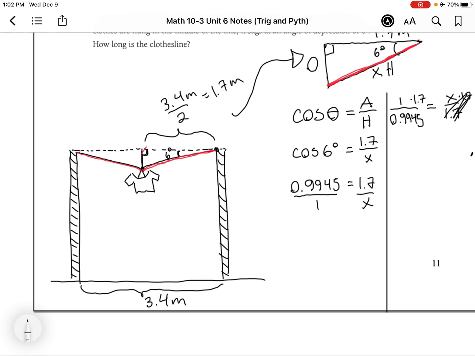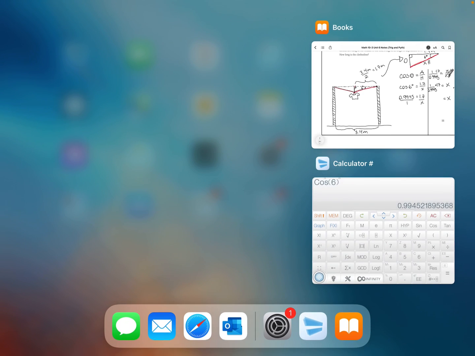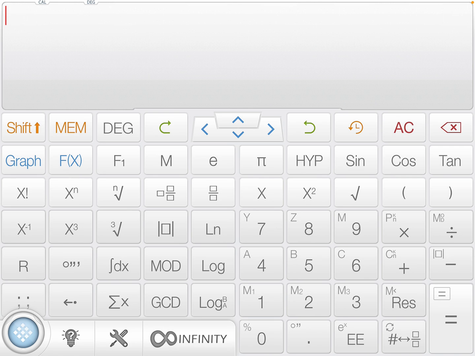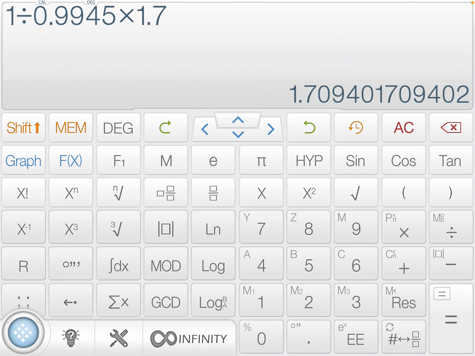Okay, and these cancel. And then what we end up with is x equals 1 divided by 0.9945 times 1.7. And that is, let's see. Now, one thing you can do is use the answer that's still in your calculator, but let's just leave that for now. So 1 divided by 0.9945 times 1.7. And that works out to, I'm going to round this to the nearest hundredth.